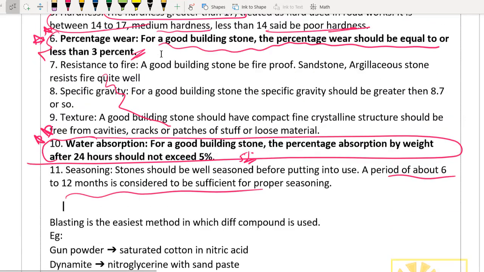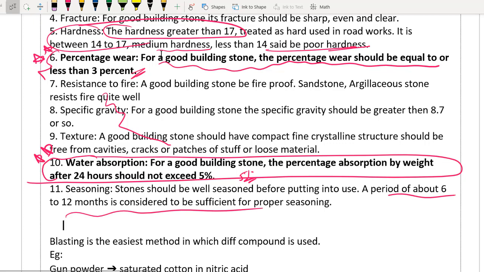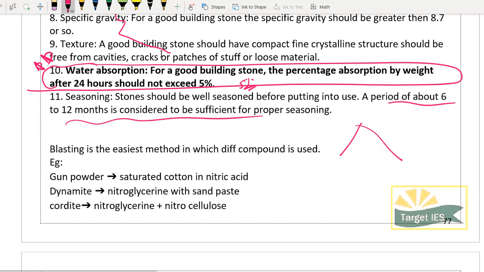Okay, so for this rock we have to excavate, right? Generally what will we do, we will quarry. In quarrying we will be blasting it, right? For blasting we need a certain amount of chemicals. What are these chemicals we basically use for blasting? First one is gunpowder. What is gunpowder? Nitric acid, HNO3 plus saturated cotton. Okay, saturated cotton in nitric acid is nothing but our gunpowder.